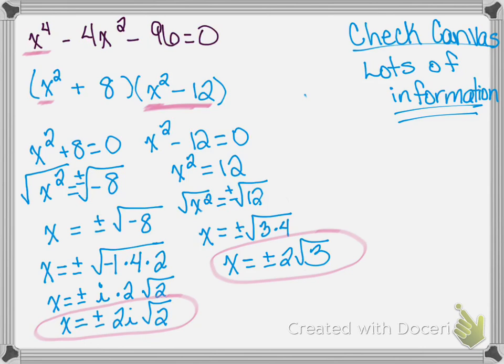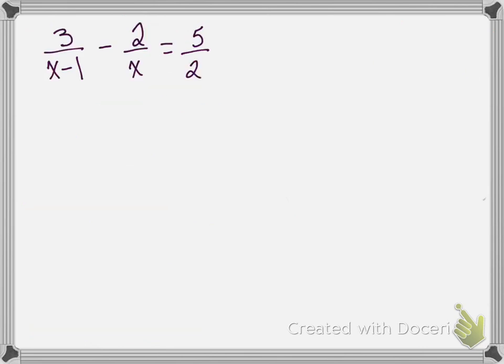Okay. Now, these are rational equations, and we've done these before. We did these in chapter 4. Now, what we do when we solve a rational equation is we have to multiply everything by the LCD. So we've got to determine what is the LCD here.